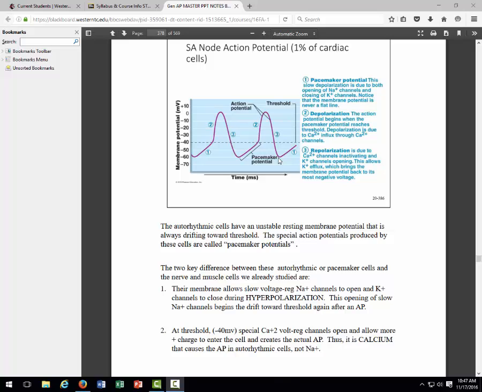And not all the cells of the heart are the same, right? Contractile cells don't need an action potential. They don't need to generate their own action potential. They rely on the conduction pathway. Or they have a neuron that stimulates them. The sympathetic neuron can stimulate them and send an action potential to those cells.